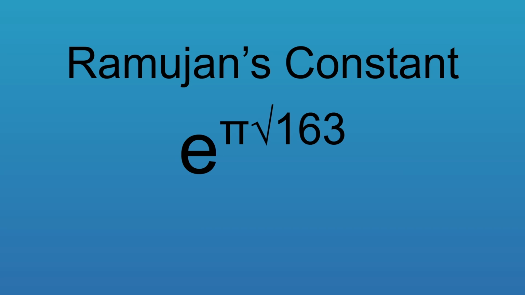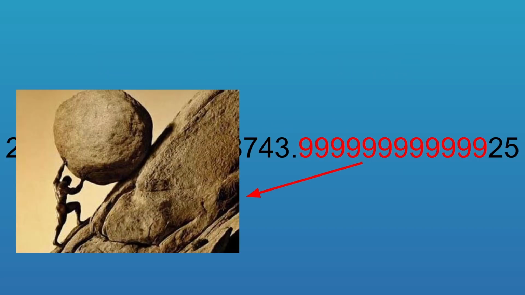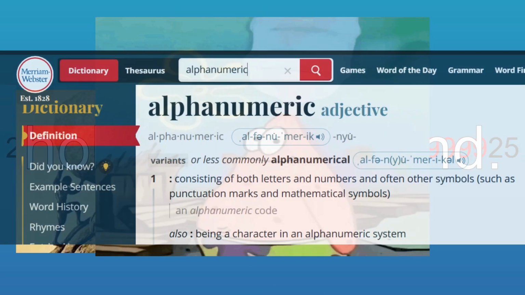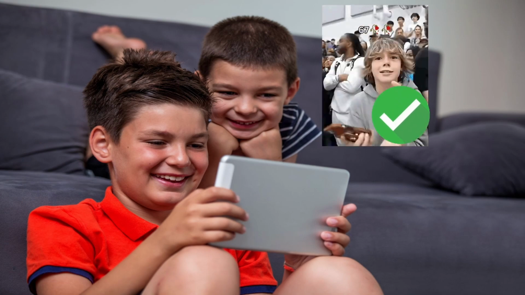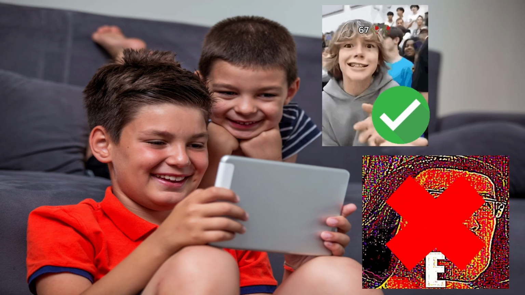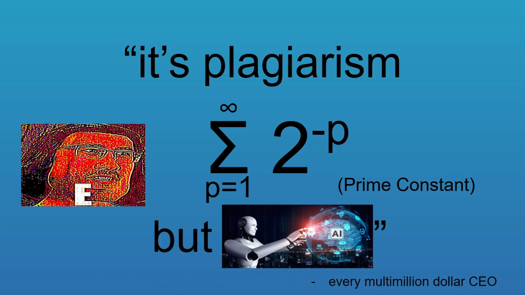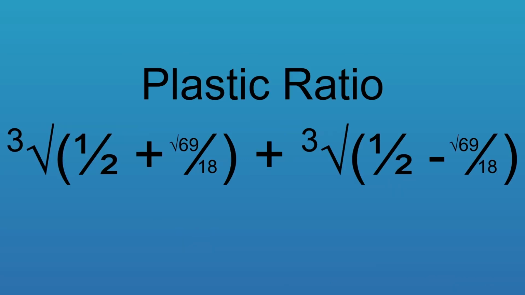This is what we start with? I mean, it can't be that bad, alright? Hold on a second. I'm not that dumb. I know what type of alphanumeric memes this generation laughs at nowadays, and it's definitely not e. So here's a formula that steals from the e formula we saw earlier by removing one thing. It's plagiarism, but modern. Next, we have the plastic ratio.